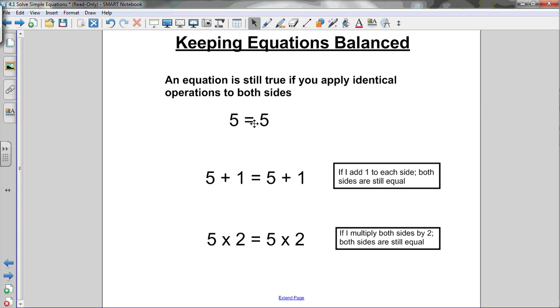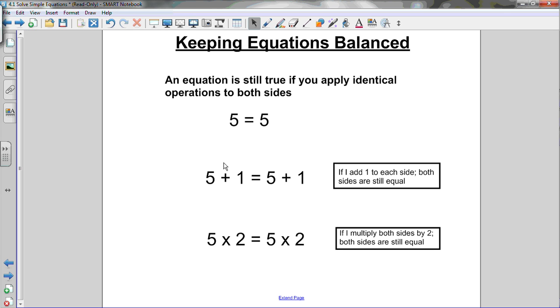So here's an equation, 5 equals 5. Everyone knows that to be true. I can apply any operation I want, and this equation will stay true, as long as I apply the same operation to both sides of the equation. For example, I'll show you a couple of basic examples.